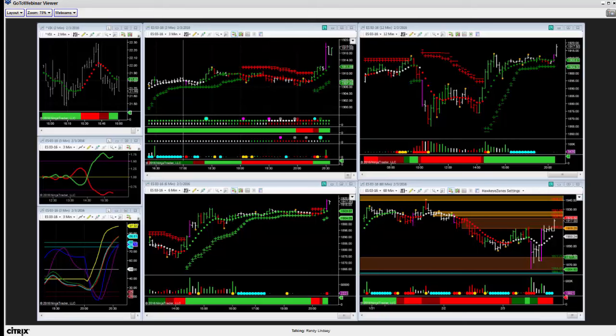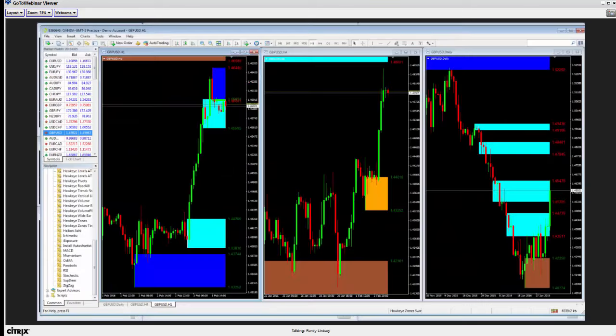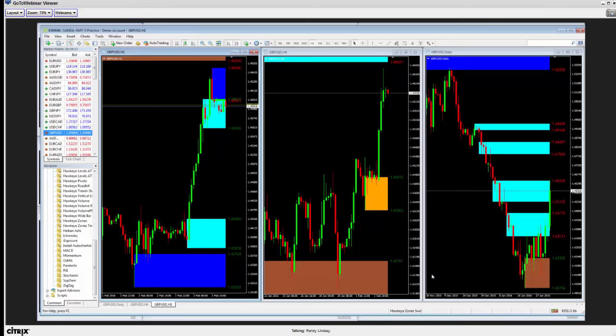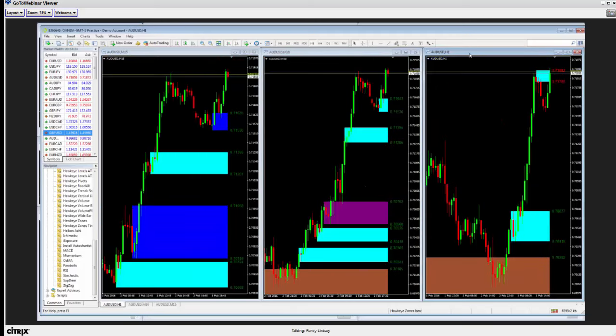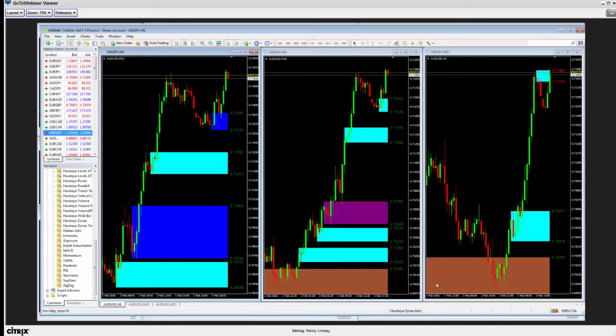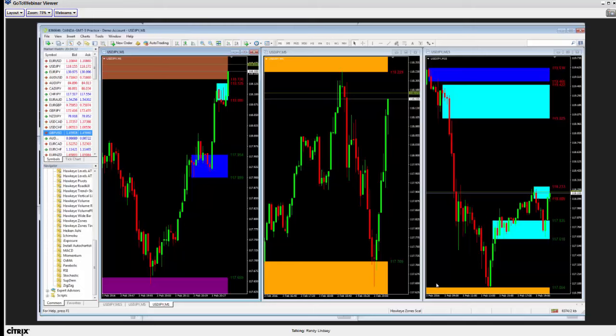Does it work with MetaTrader 4? Absolutely. Here's a MetaTrader 4 platform right here. I've got it set up for you, showing these zones on an H1, an hourly, a 4-hour, and a daily. I've also got one set up where I'm looking at scalping. Here's an intraday chart showing a 15, 30, or hourly chart. And here's one showing the scalping time frames as well: 1 minute, 5 minute, or 15 minute.